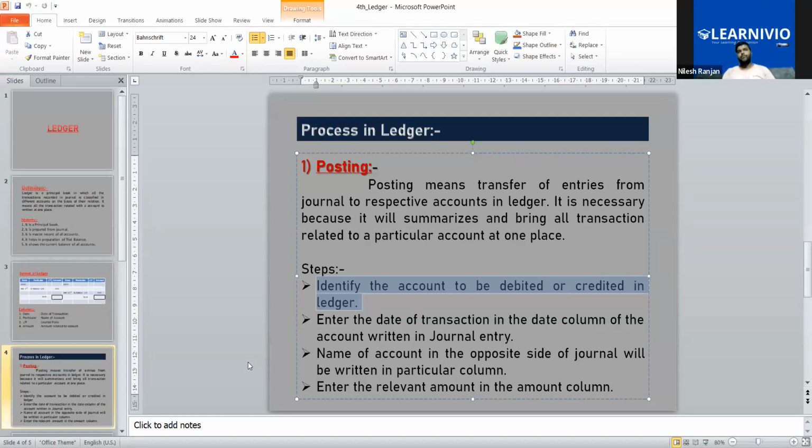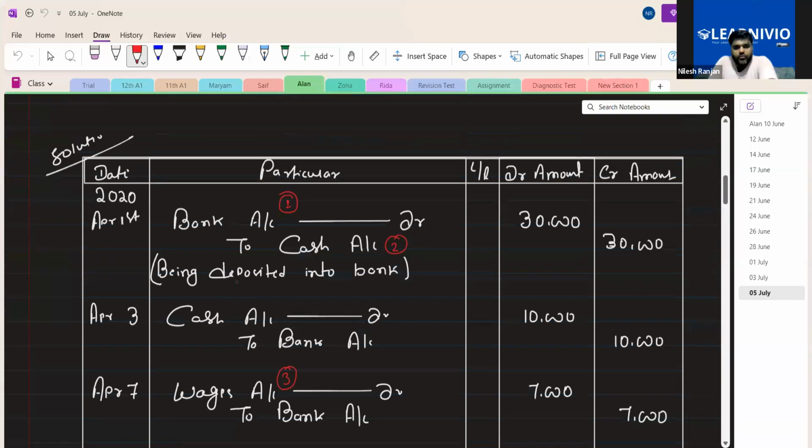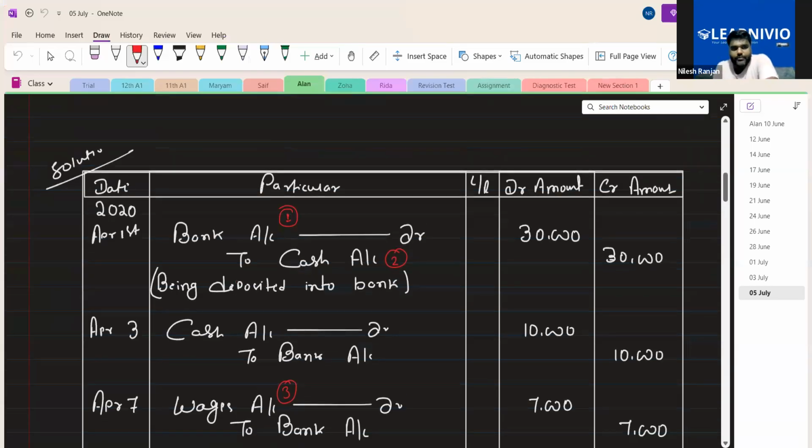So opposite accounts means like if you are writing in any account, if it is on the debit side, then you have to write the credit side account name. Okay. So here it is. Now I will explain every step one by one here.